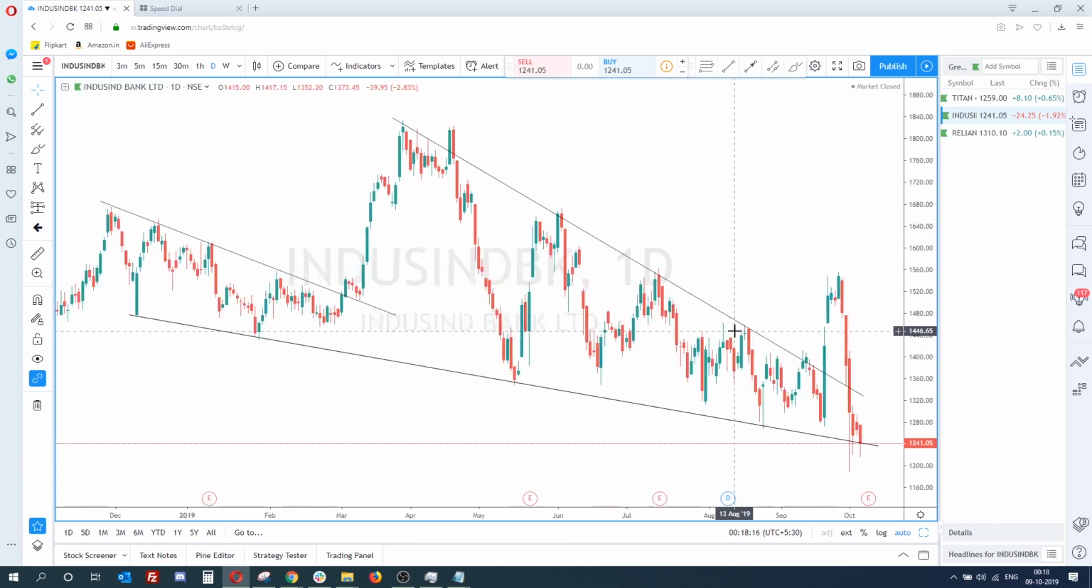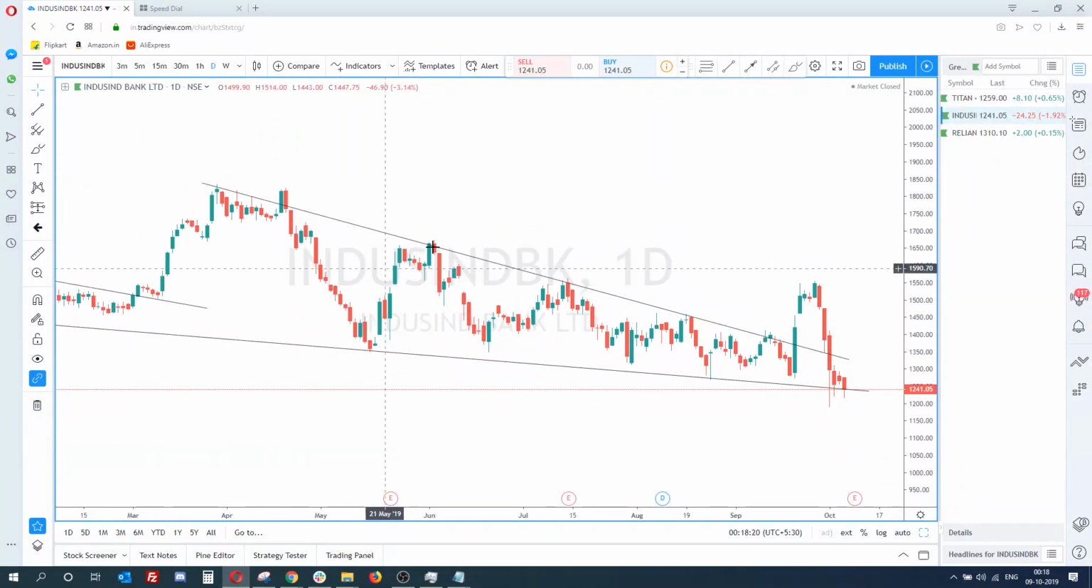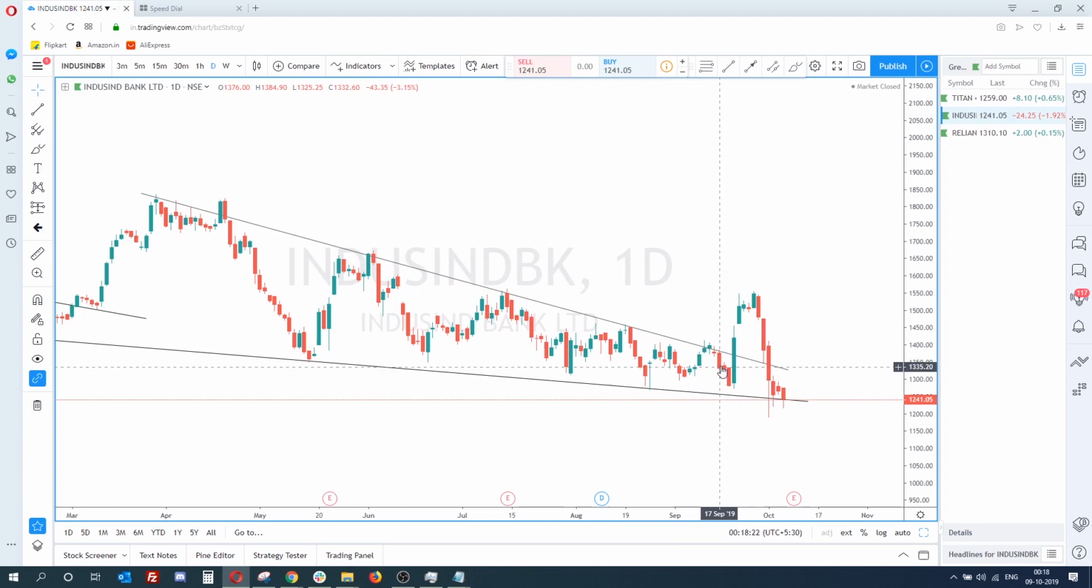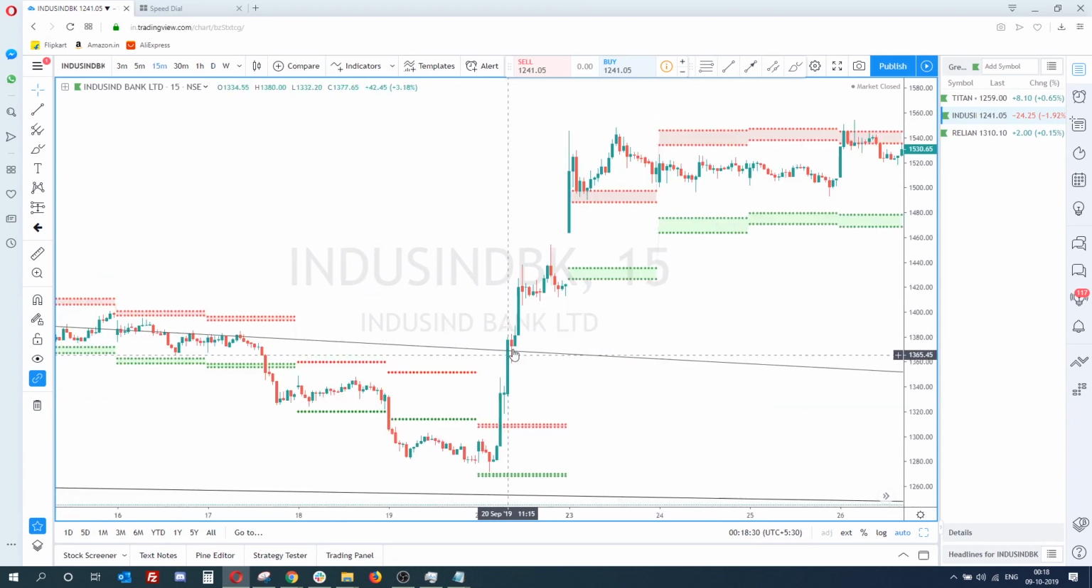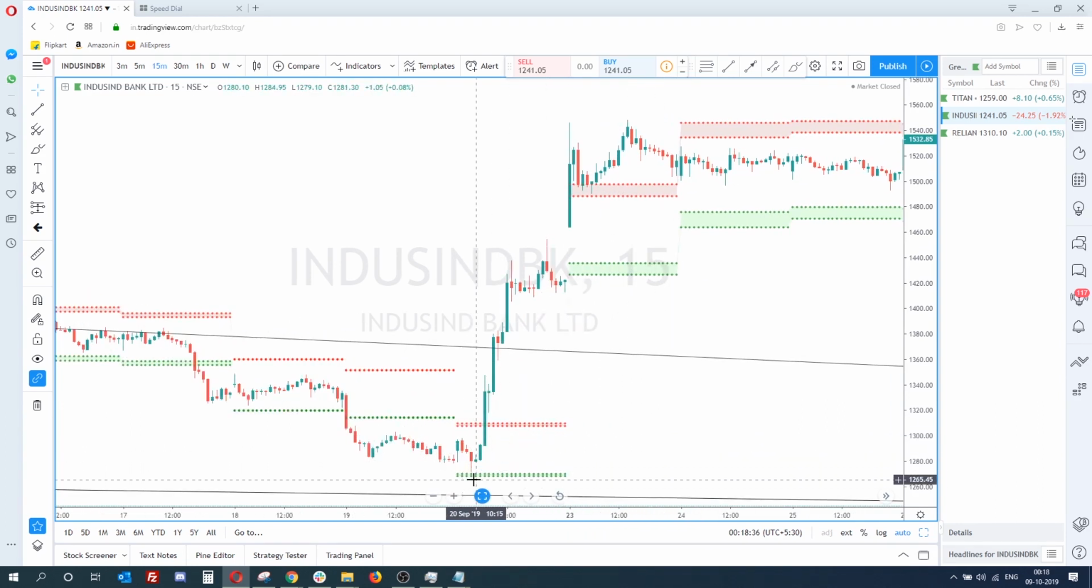Okay, so this is IndusInd Bank. Here what happened is there was a breakout right at this point. Here, if you see, there was a sharp reversal from our green zone. So you can take a trade.